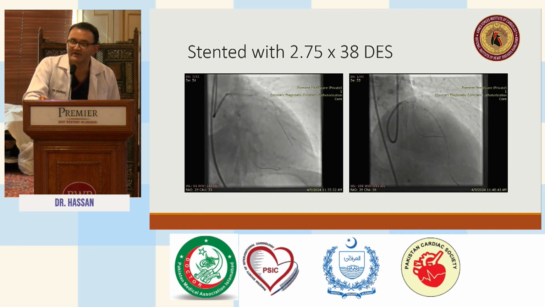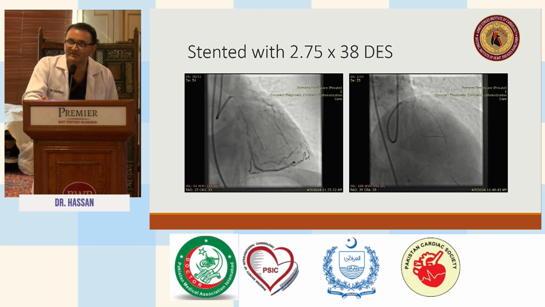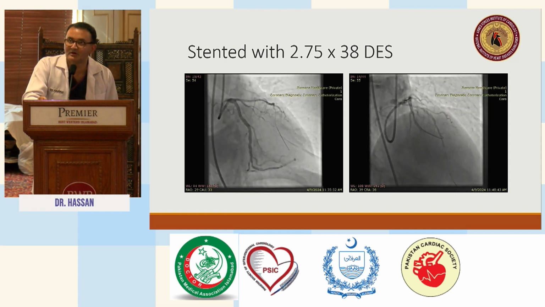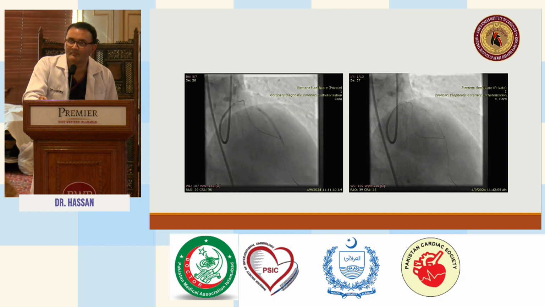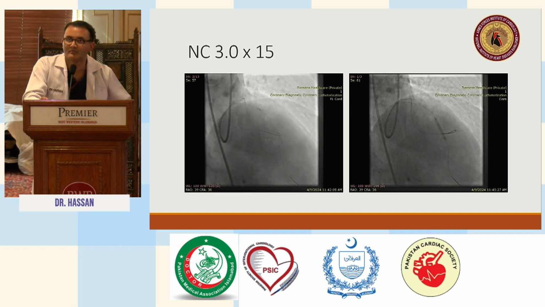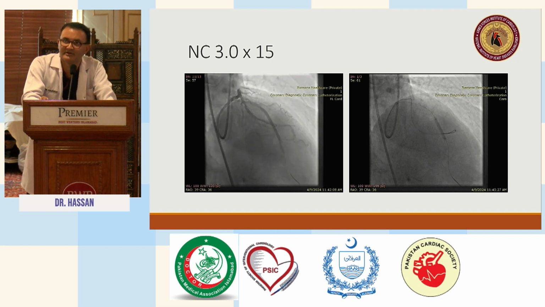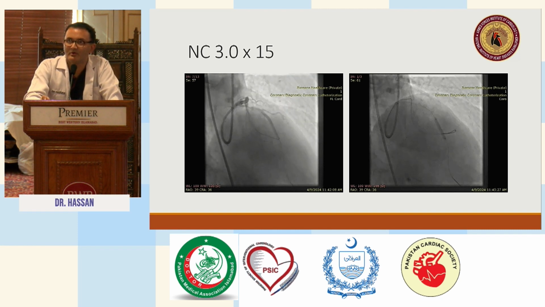So we did our first stent from the distal mid to the mid course. It was a 2.75 by 38 DES. Post dilated it with the 3.15 non-compliant balloon.